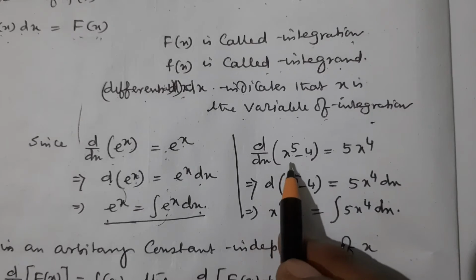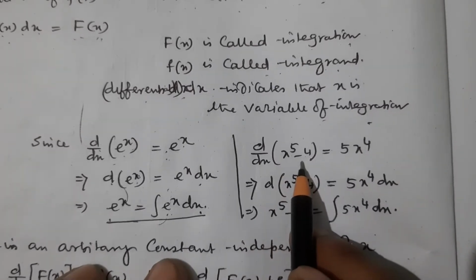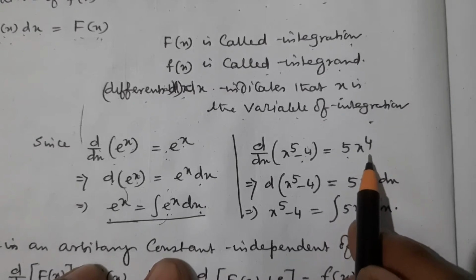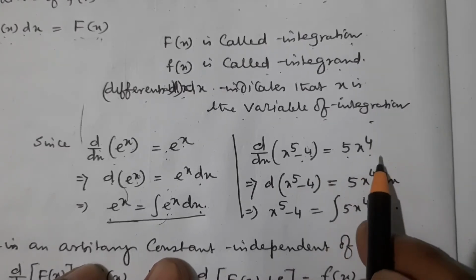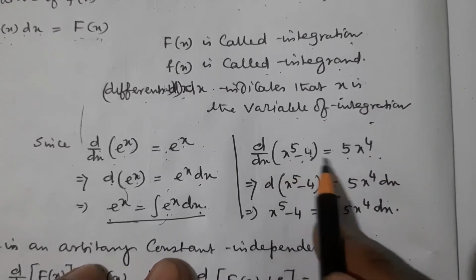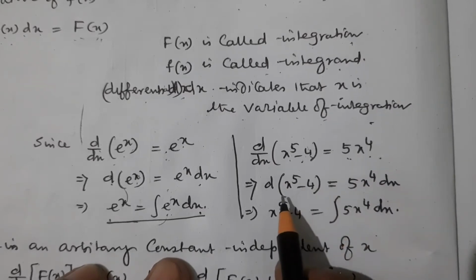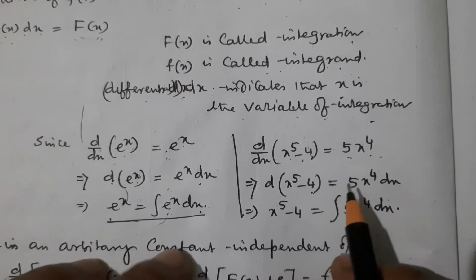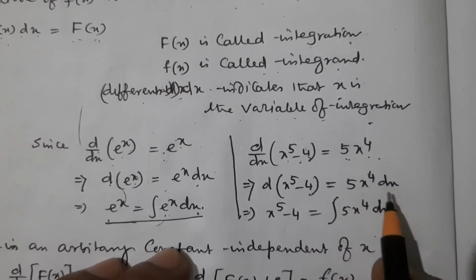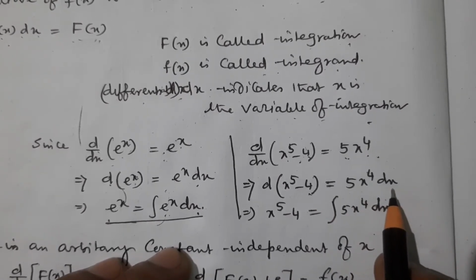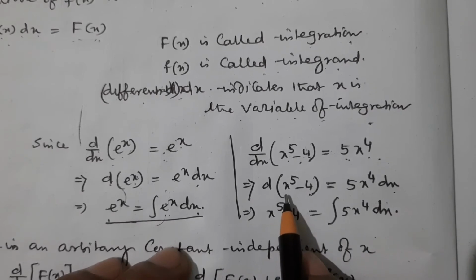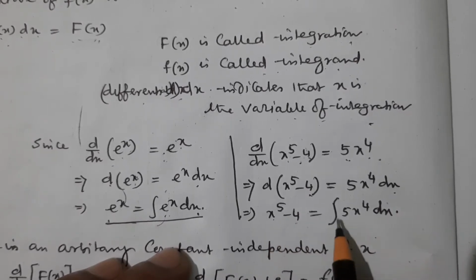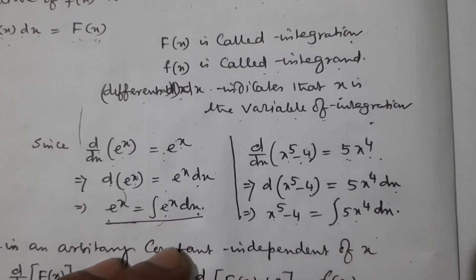Suppose d/dx of x to the power 5 minus 4. If we differentiate, we get 5 times x to the power 4, and for the constant, its derivative is 0. So d/dx of x to the power 5 minus 4 equals 5 x to the power 4. This implies that d of x to the power 5 minus 4 equals 5 x to the power 4 dx. On integrating both sides, we get x to the power 5 minus 4 equals the integral of 5 x to the power 4 dx.